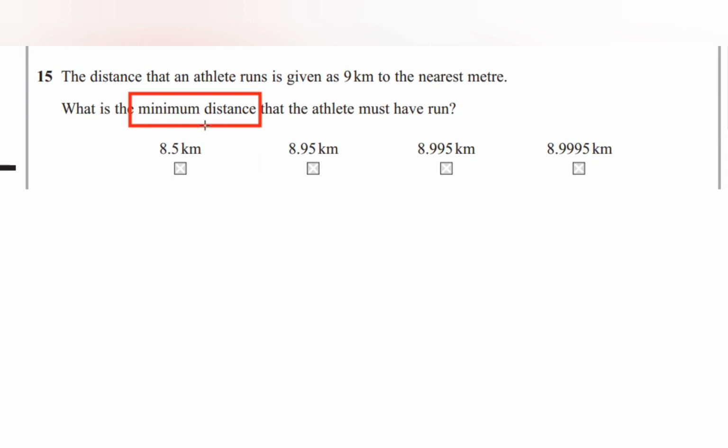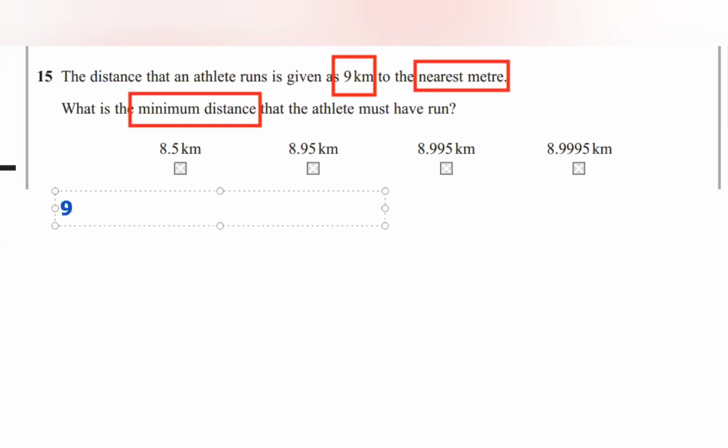Now, we're going to answer this question and we're going to find the minimum distance, which is the lower bound of the athlete that has to run. Now, the distance, we said it's 9 kilometers, and they need it to the nearest meter. It means we have to make it meters, and then find the lower bound to the nearest meter, and then take it back to kilometers. Let's do that step by step.